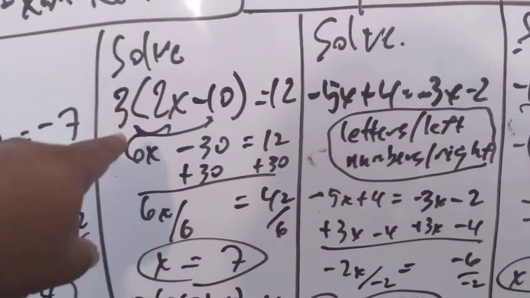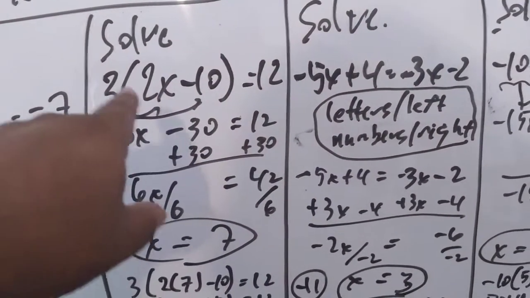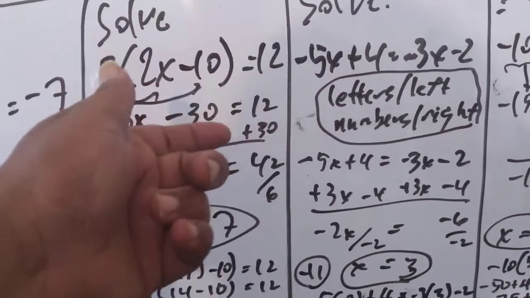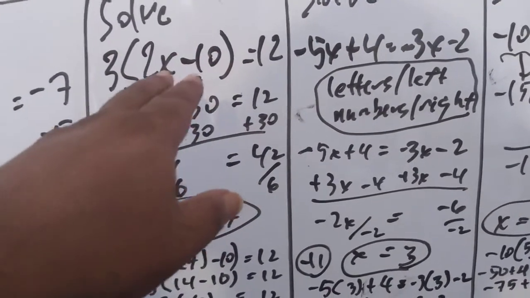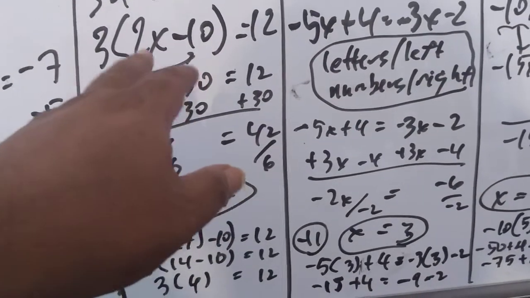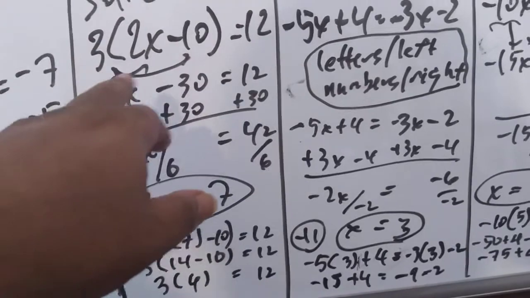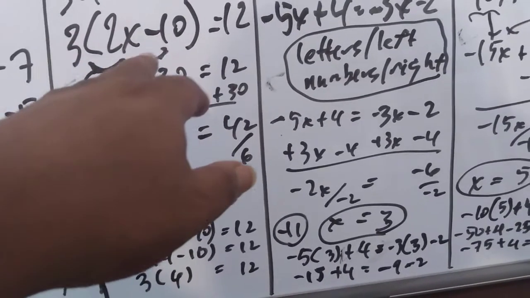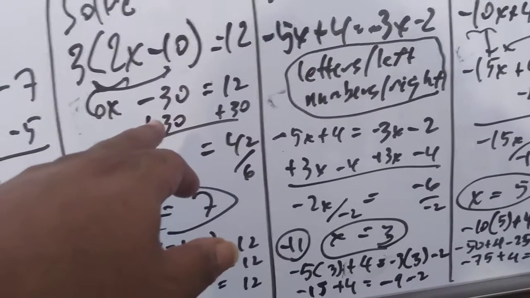Solving this one right here. 3 times the quantity of 2x minus 10 equals 12. Well, you have to use the distributive property because we got something in parentheses, right? You can't put these together because they're unlike terms, so you got to step out and use the distributive property. So you got to multiply 3 times the 2x, and do a little arrow thing, and 3 times the 10. So 3 times 2x is 6x, and 3 times minus 10 is minus 30. Drop down this, then it becomes a two-step problem.